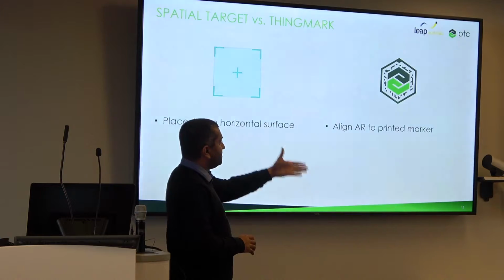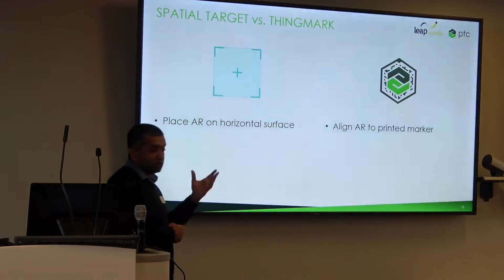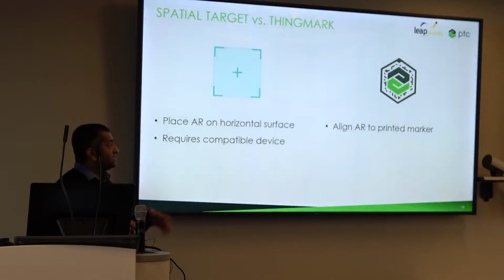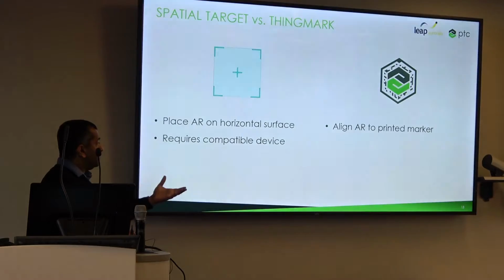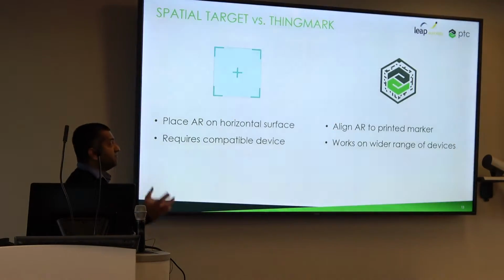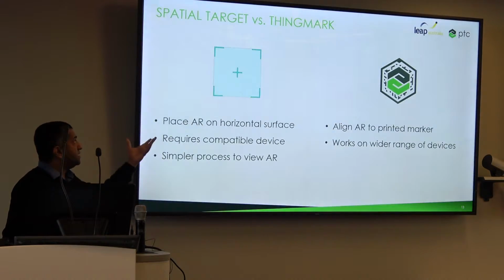We can print that one and publish that one to a ThingMark and place the AR experience on a ThingMark. Spatial target is relatively new technology, so you probably need a compatible device for that. And with the ThingMark, a wide range of devices are supported. Again, it is very similar to see that AR experience in a spatial target.